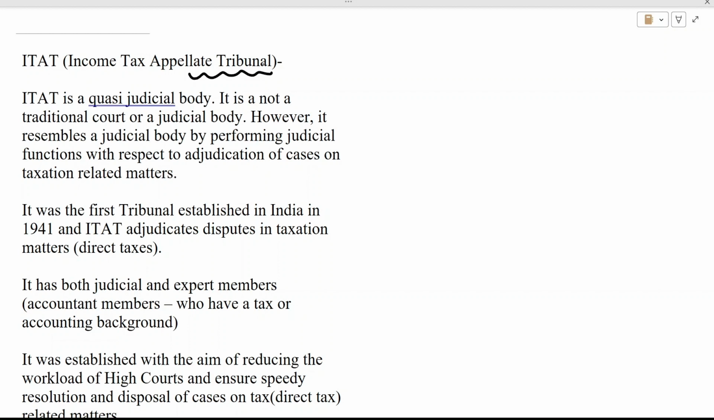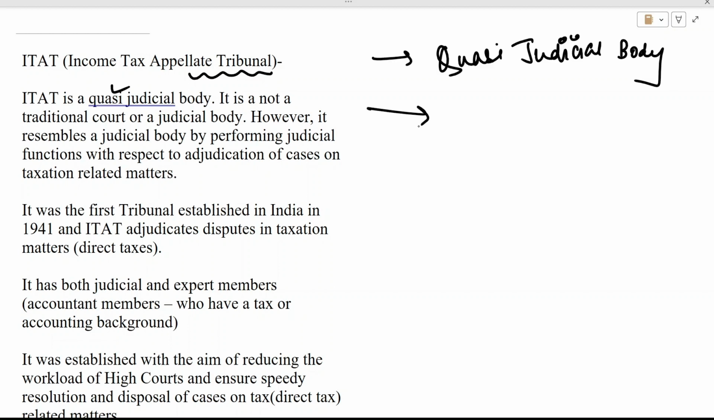Everything that is true for quasi-judicial bodies is true for tribunals. And all those points you can again write for Income Tax Appellate Tribunal as well. So first of all, Income Tax Appellate Tribunal is what? It's a quasi-judicial body. So we know what is a quasi-judicial body. It is not a traditional court or a judicial body. However, it resembles a judicial body by performing judicial functions with respect to adjudication of cases on taxation related matters.